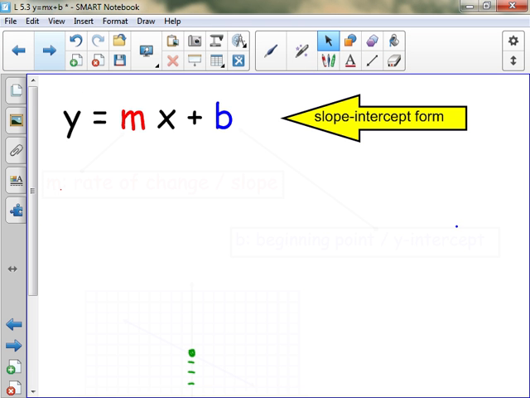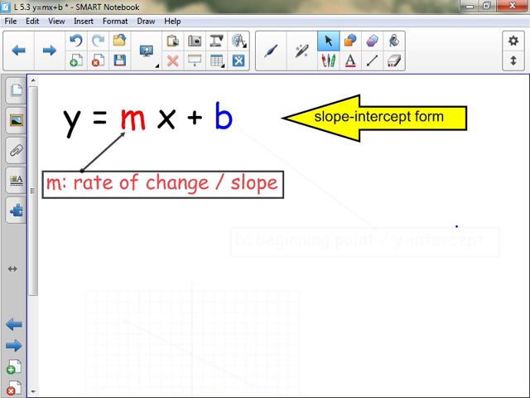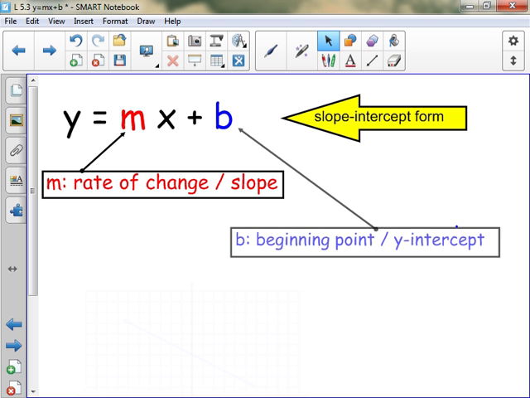Okay. First thing you should write down is the slope-intercept form. The slope-intercept form is just one way to show a linear equation. This equation is y equals mx plus b. Notice that the m and the b are written in different colors because they represent numbers that you will replace in the equation. The m represents the rate of change or slope. Remember, we talked about the rate of change and slope in 5.1. The b represents the beginning point, or the y-intercept. That should be pretty easy to remember, b for beginning point.